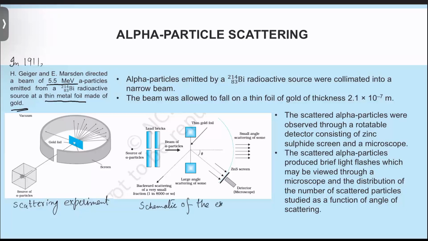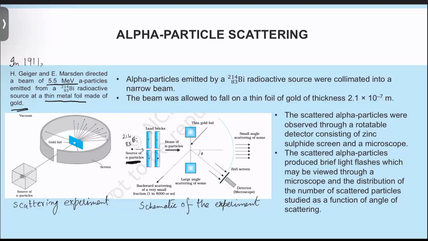This is the schematic of the experiment. This shows the working principle, or the working setup, of the entire experiment. As you can see, this is the source of alpha particles. This is your bismuth-214 (83). This is the source, and the lead bricks are kept over here, so you can direct these alpha particles in a narrow beam.